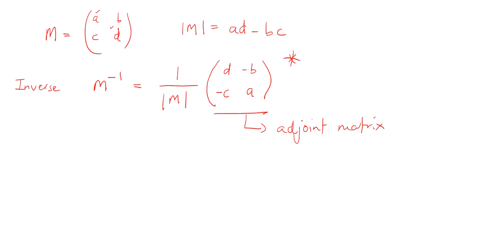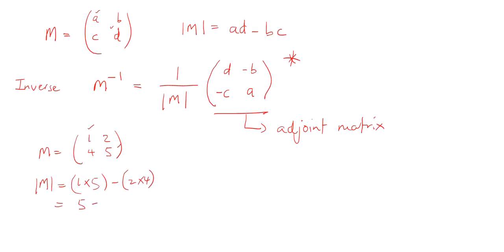So let me give you a quick example here. So let's say the matrix M is given by 1, 2, 4, 5. Right? First thing we need to do is to find the determinant. So the determinant of M is AD minus BC. So it's this term by this term. So it's 1 by 5 minus 2 by 4, which is equal to 5 minus, 4 2s are 8. So 5 minus 8 is minus 3. Right, so that's the first step.